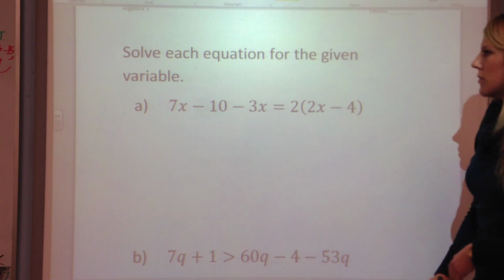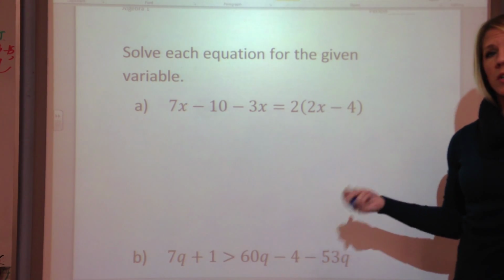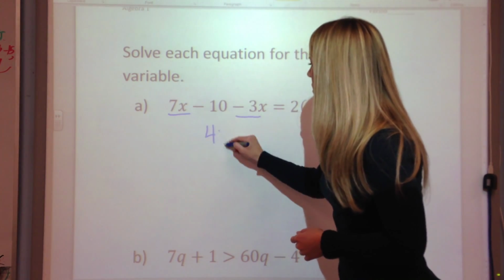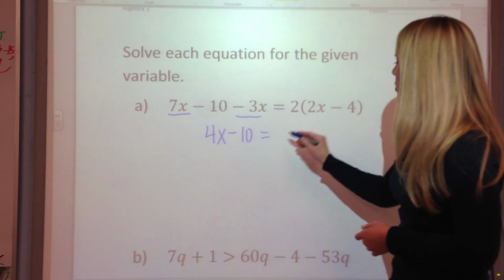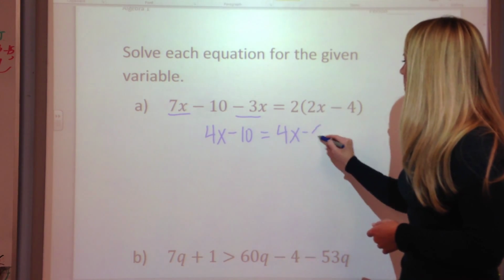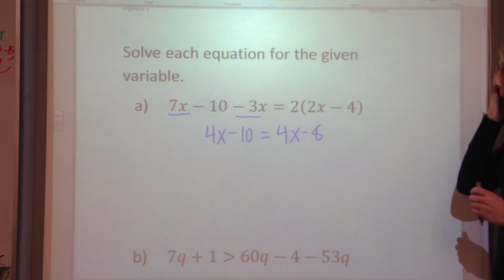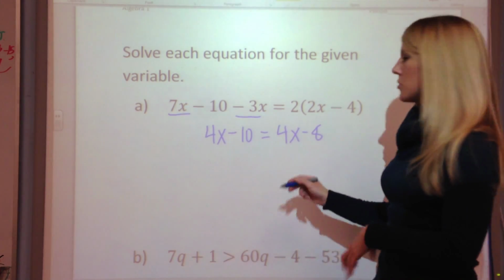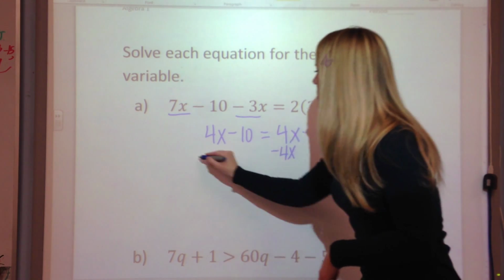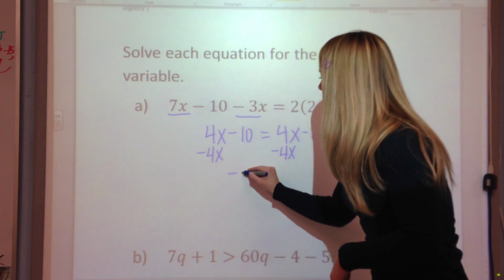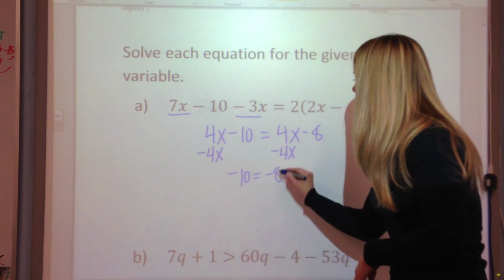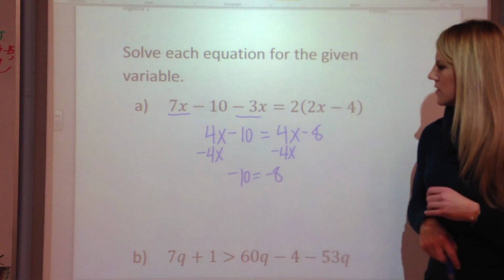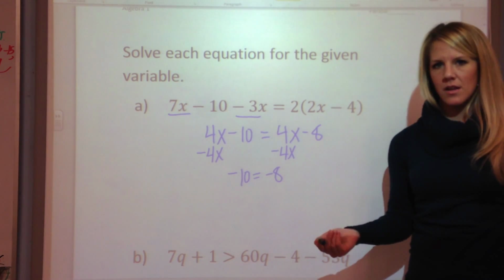So solve each equation for the given variable. So I'm going to go through this quickly because this is review. Simplify the left side. 7x, negative 3x, 4x minus 10. Distribute, we get 4x minus 8. Okay, so remember the goal is to get the variable to one side, numbers to the other. So let's say I just start with subtracting 4x from both sides. Negative 10 equals negative 8. So again, yes, 4x minus 4x is 0. That's 0. So what am I left with? Negative 10 equals negative 8.